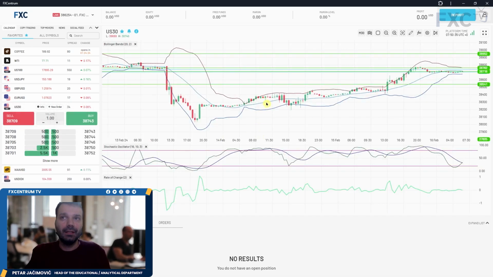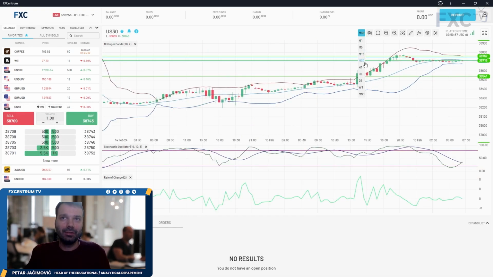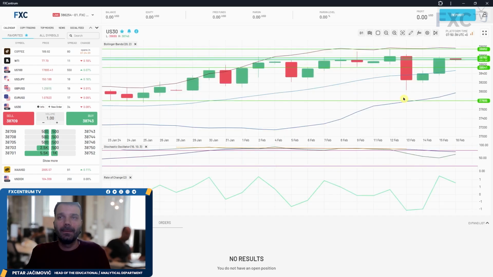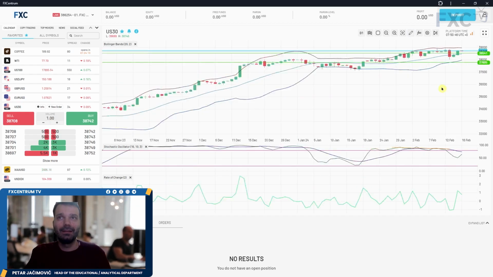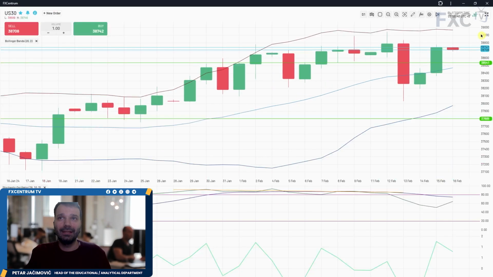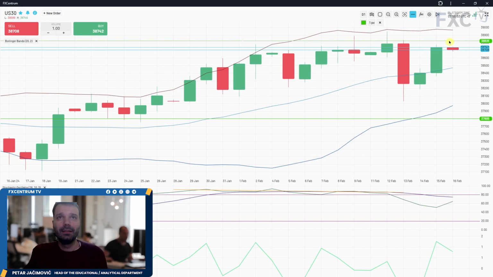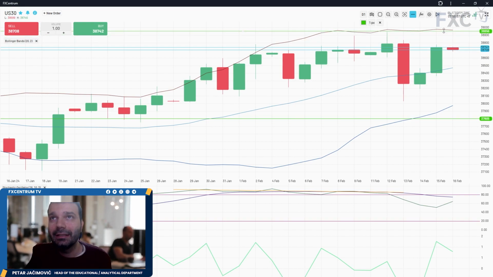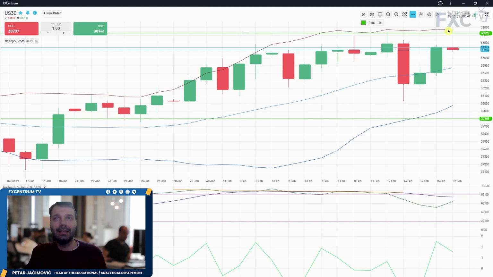Now checking US30, and let's switch to the daily time frame. We can see that after this inside day, the market rallied, but again there is plenty of underlying resistance there, and also the upper Bollinger Band on the daily time frame. So this is a very important area. You can see around, I will say, this 38,900 and 38,930 mark.